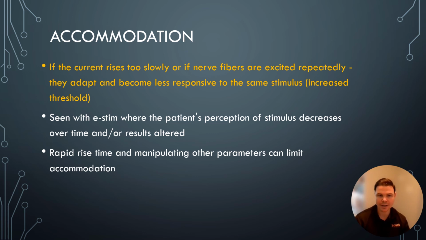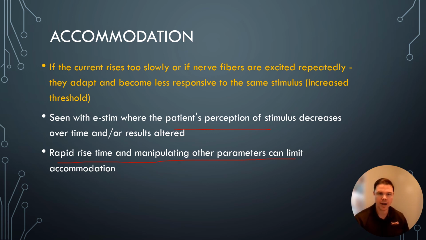Know what accommodation is. If the current rises too slowly or is not significant enough, or the nerve fibers are not stimulated repeatedly enough, they adapt and accommodate very quickly. They become less responsive. We felt this when you were doing stim on yourself. If the rise times were too slow or the stimulation was not repeated enough, you start to feel this accommodation: I really felt it at first, but now I don't feel anything. That is called accommodation, where the patient's perception of the stimulus decreases over time.